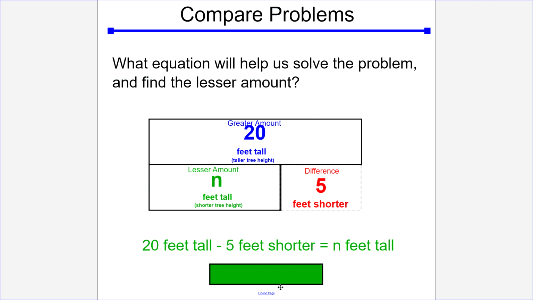20 minus 5 equals 15. What will n equal in this problem? N will equal 15. The lesser amount, the height of the shorter tree, is 15 feet tall.